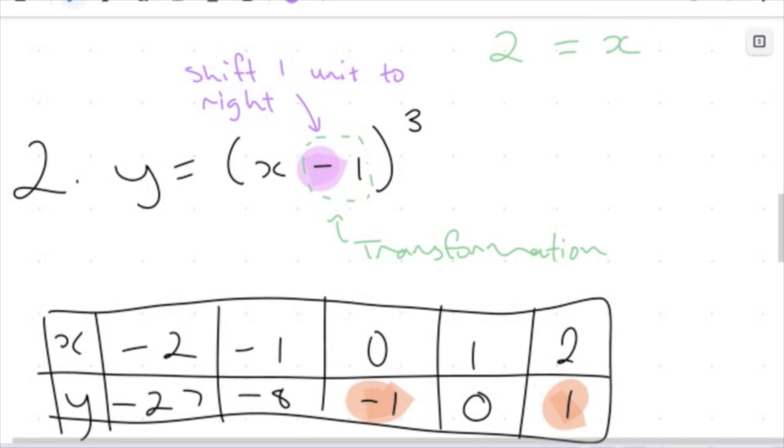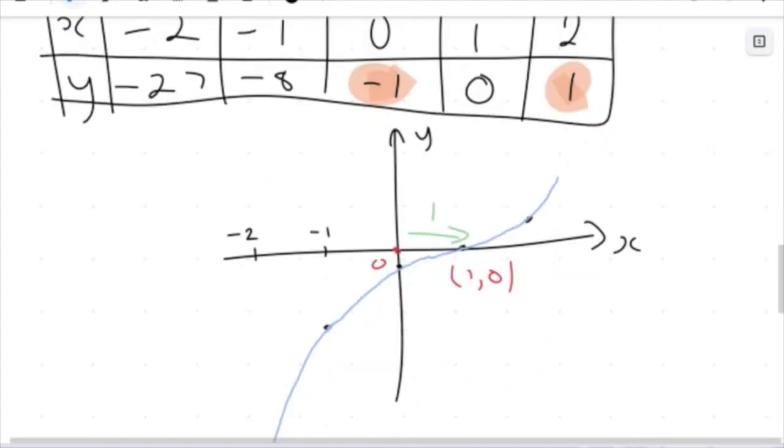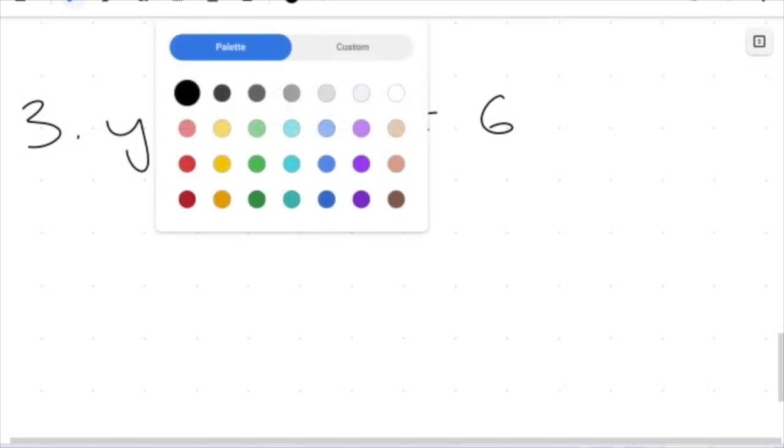Okay, so we have now covered 2 of those main transformations, horizontal translations and vertical translations. Let's bring this all together to look at one final example, which is this one down here. So we now have multiple transformations we're dealing with.